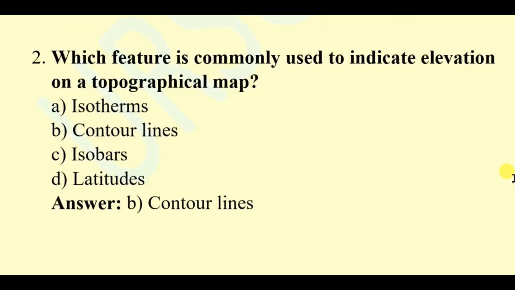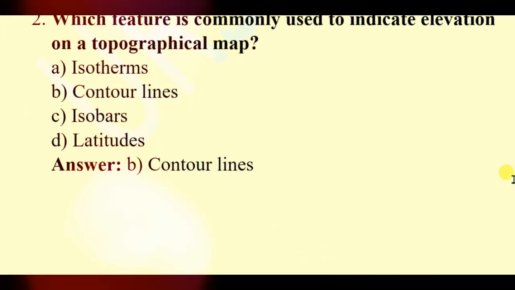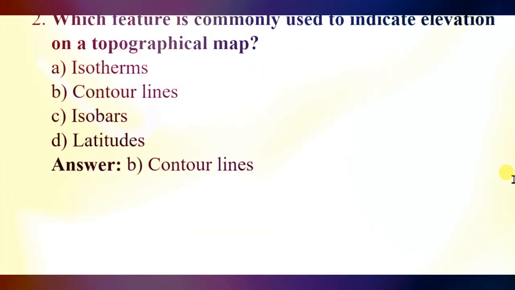Question number 2. Which feature is commonly used to indicate elevation on a topographical map? Isotherms, contour lines, isobars, latitudes. Here the right answer will be contour lines. Contour lines is the equal altitude line.